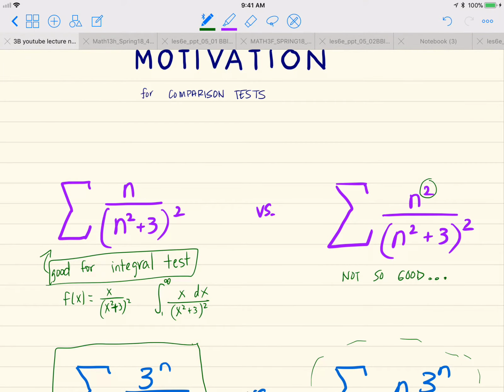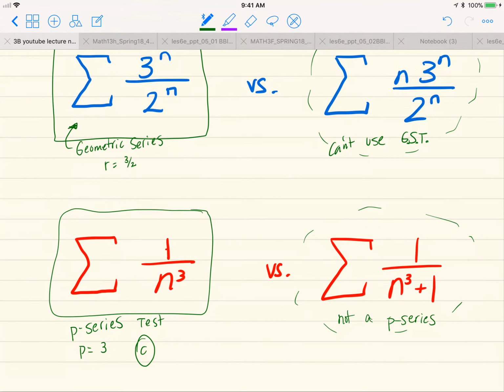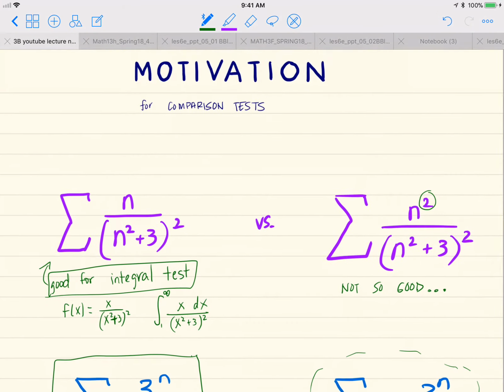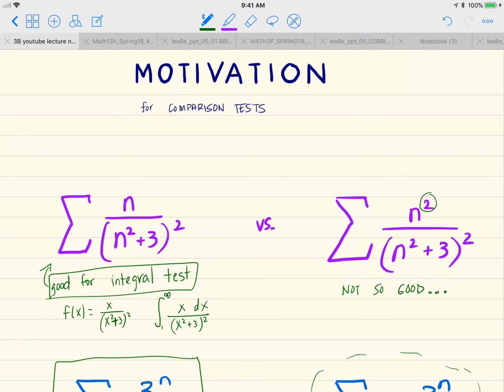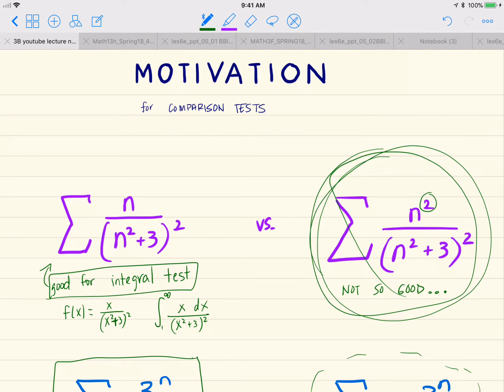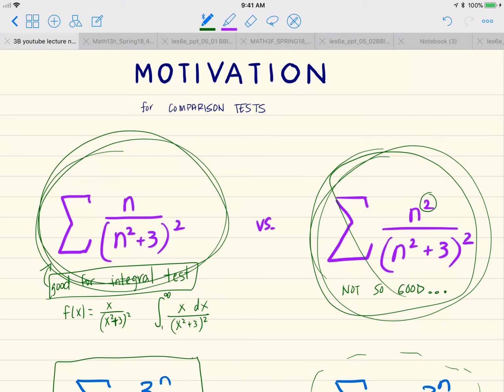So even though these series look very similar to each other, this is a problem, and we'd love to be able to use the fact that this series is very similar to that series, and then use that somehow to determine the convergence of this unknown series. That's why we want to have comparison tests.